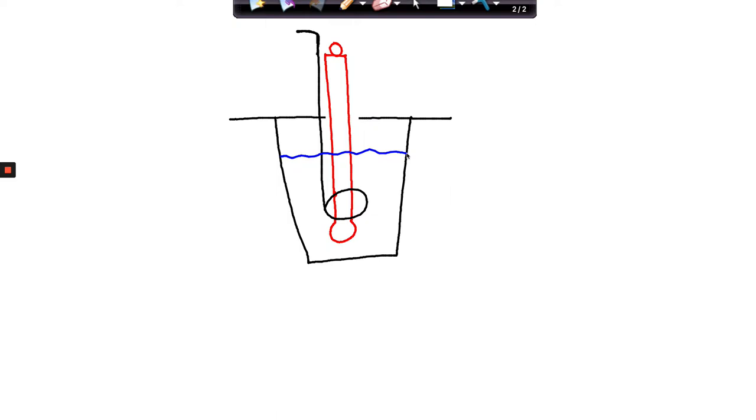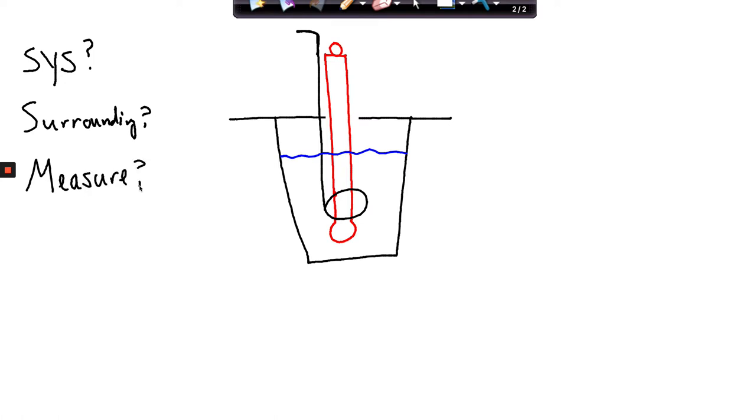All right, so now that you've got all of this done, what we need to do off to the side is we need to answer some questions. First of all, what is our system? Second of all, what is our surroundings? Third of all, what are we measuring? And fourth of all, how are we going to do these calculations?